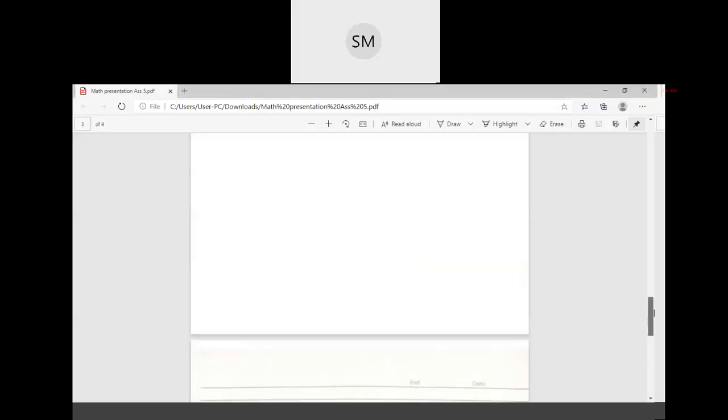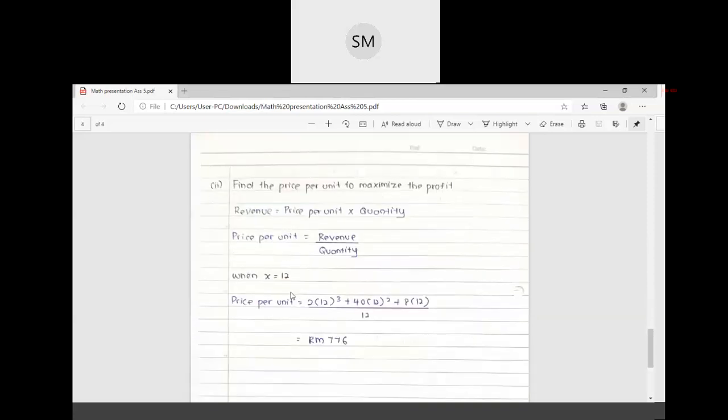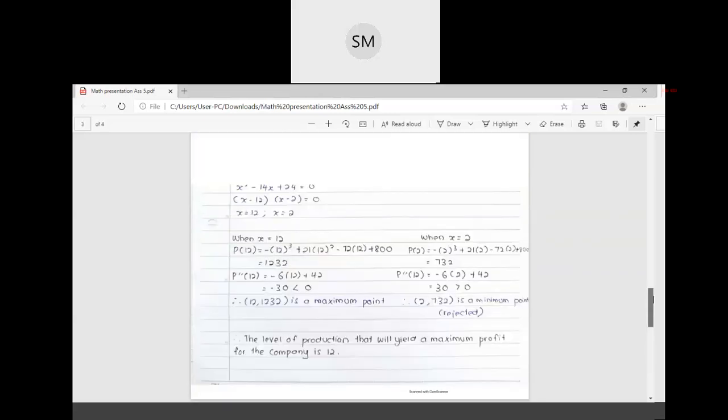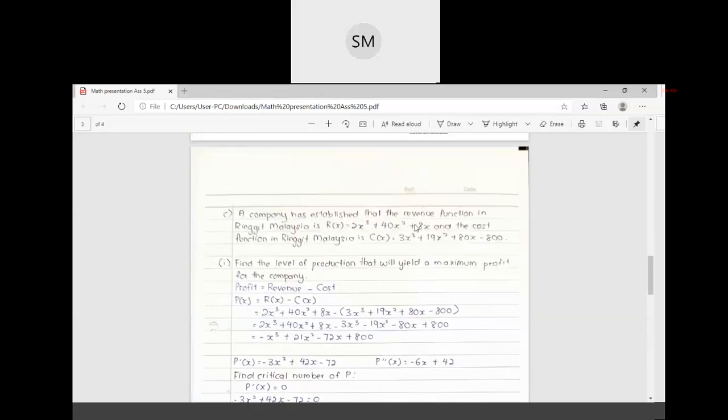So when x is 12, why do we need to write x is 12? Because this is the level of production of the company that is here, this thing. This is the maximum profit. So therefore, we need to take 12. So we need to substitute the 12 in the revenue function over here.